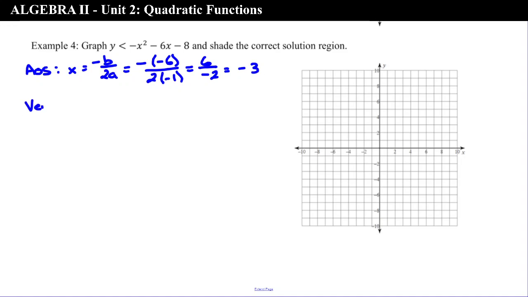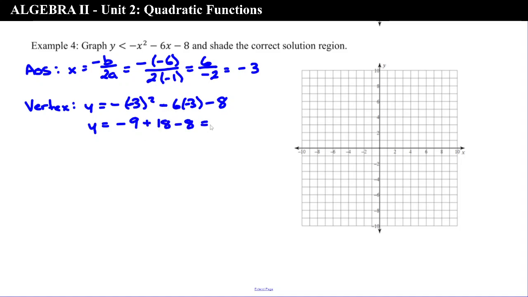We can find the other coordinate for our vertex by plugging negative 3 into the original. So you've got negative 3 squared minus 6 times negative 3 minus 8. And then here we've got y equals negative 9, because 3 squared is 9. We've got a negative out in front. This is negative 3, by the way, inside here. This is also negative 3. And then we have plus 18 minus 8. And so all this together gives us 1. So our vertex is at negative 3, 1.